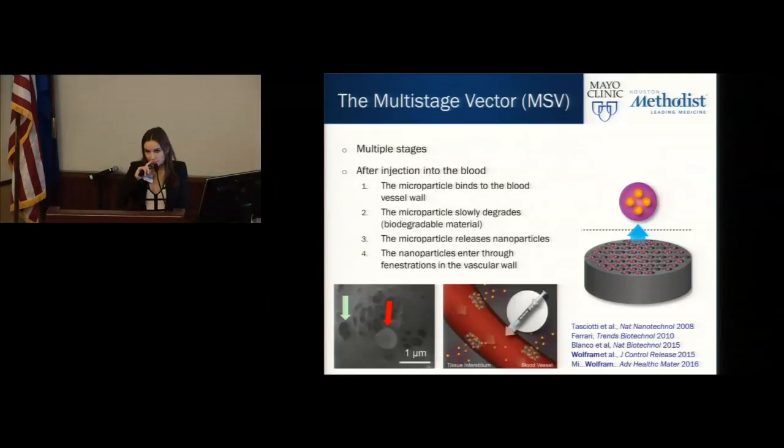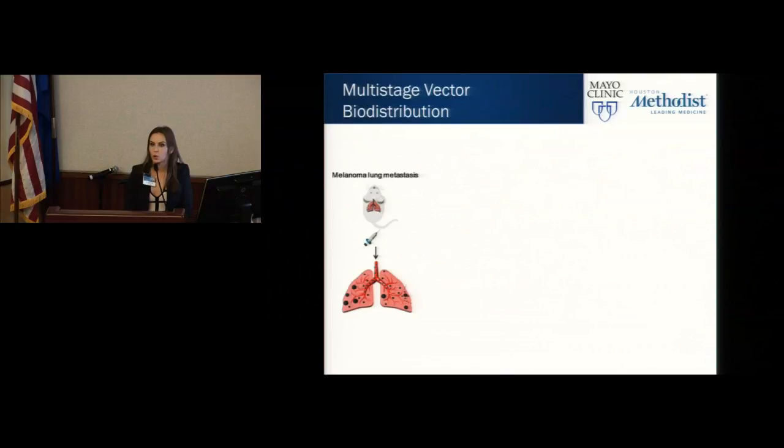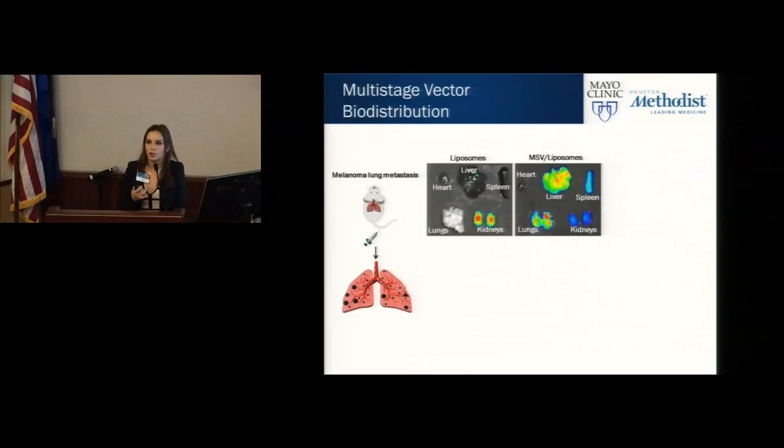And we've used this platform, this multi-stage vector, to treat several conditions, several cancers, and one example is melanoma lung metastasis. So in this case, our goal was to achieve high accumulation in the lungs. And so when we compared liposome accumulation, so conventional nanoparticle, to liposomes loaded inside the multi-stage vector, we saw that lung accumulation was substantially increased.